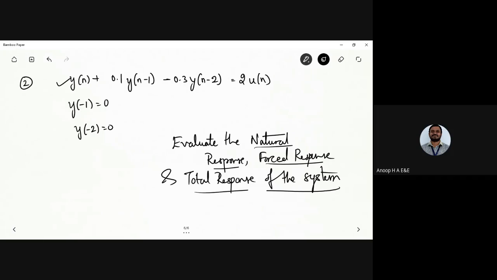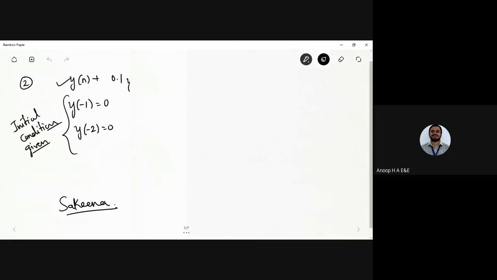You have to evaluate all these things, and these are the initial conditions specified, where y of minus 1 will be equal to 0 and y of minus 2 equal to 0. So I can give this problem to Sakina. She will be able to solve this and get the answer.